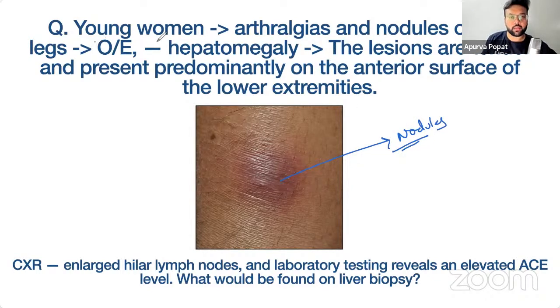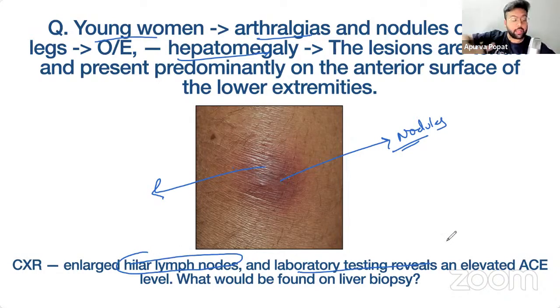Okay, young woman, she's having arthralgias, hepatomegaly, and skin nodules. On chest x-ray, she's having hilar lymphadenopathy. Laboratory is showing high ACE levels. First of all, what's your diagnosis? Erythema nodosa. Sarcoidosis. Perfect. The diagnosis is sarcoidosis. Wonderful.